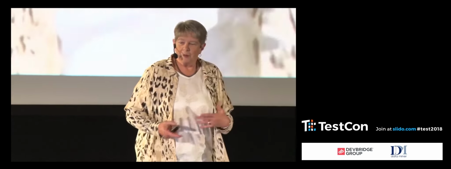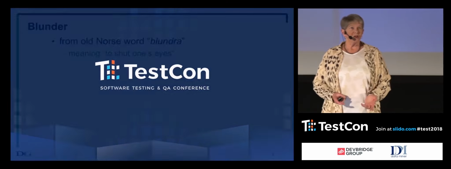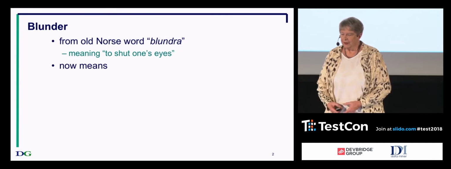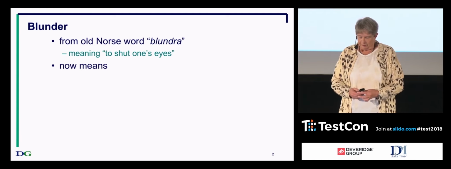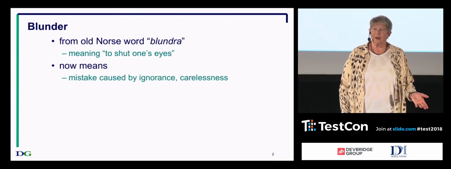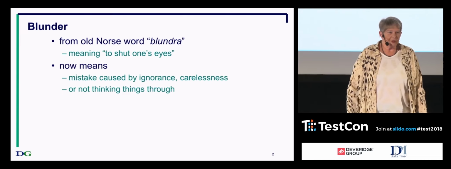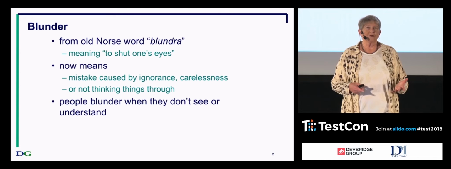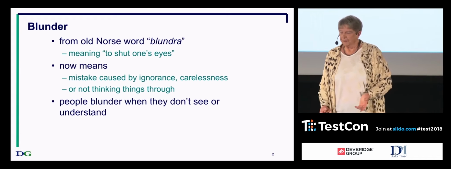Now, what I'm going to talk about today is test automation blunders. Do you know what a blunder is? Have you ever blundered? Well, a blunder comes from the Old Norse word blundra, and it means to shut your eyes. Our word blind comes from the same source. Now what it means is something like a mistake caused by ignorance or carelessness or not thinking things through. So we're doing something wrong, and we do things wrong because we don't see or we don't understand.